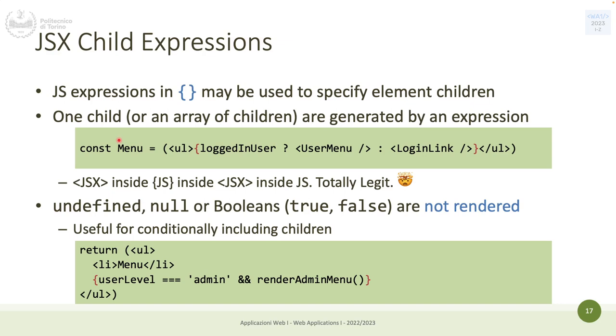Keep in mind that undefined, null, and Boolean values are not rendered. You can use it to define if something is true or not, but the result of that expression is not rendered. So it can be useful for conditionally including children. So if user level is admin, then render admin menu. The first part will be true or false, and that will not be rendered, but the result of the operation, imagining that render admin menu will generate a component, is actually executed.